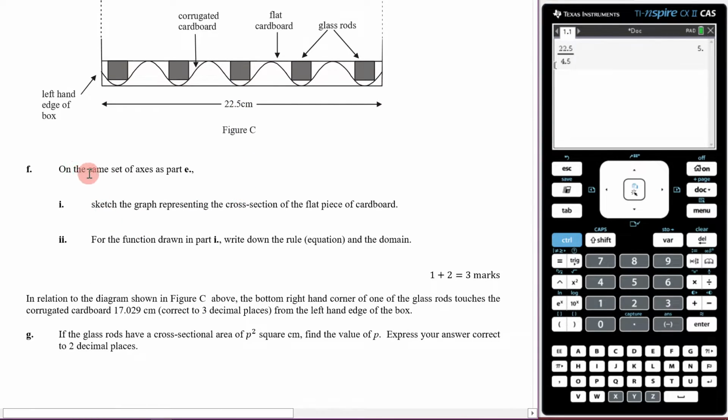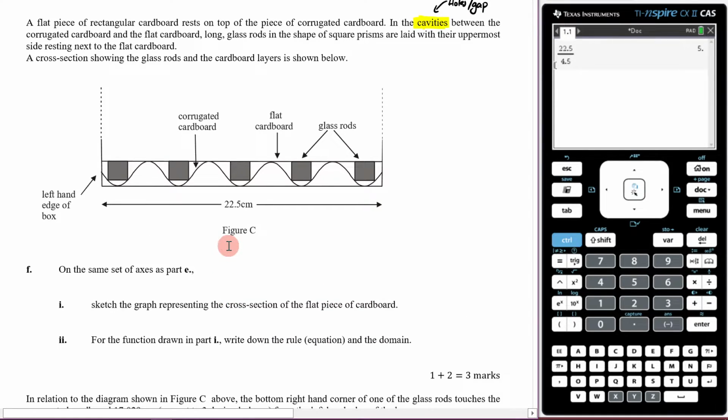Okay, on the same set of axes as part E, sketch the graph representing the cross-section of the flat piece of cardboard. So as you can see here, I've drawn this there. We need to draw that on our graph. What's that going to be?